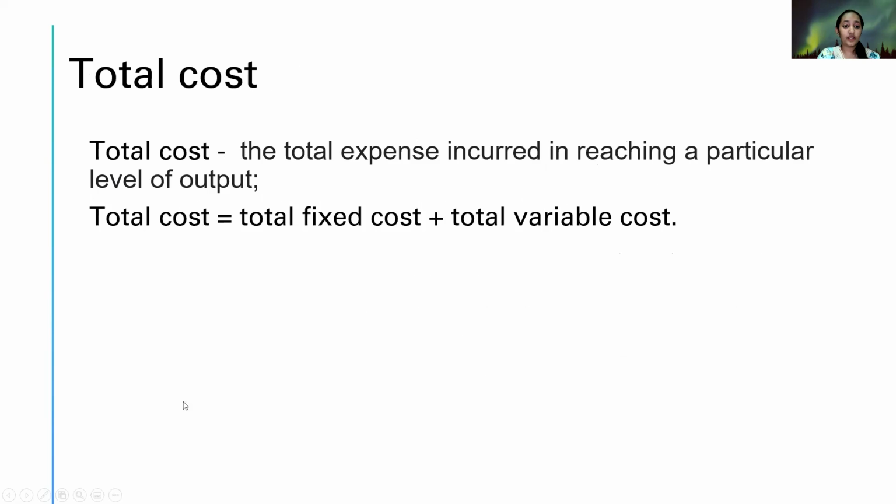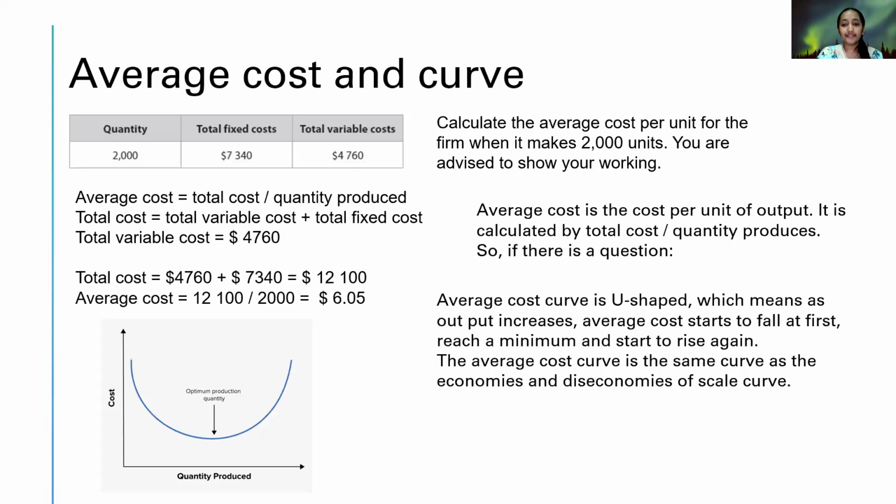So next, total cost. Total cost, the total expense incurred in reaching a particular level of output. Total cost can be calculated by total fixed cost plus total variable cost. Next, average cost and its curve. Average cost is the cost per unit of output. It is calculated by total cost divided by quantity produced. So if there is a question, calculate the average cost per unit for the firm when it makes 2000 units. You are advised to show your working.